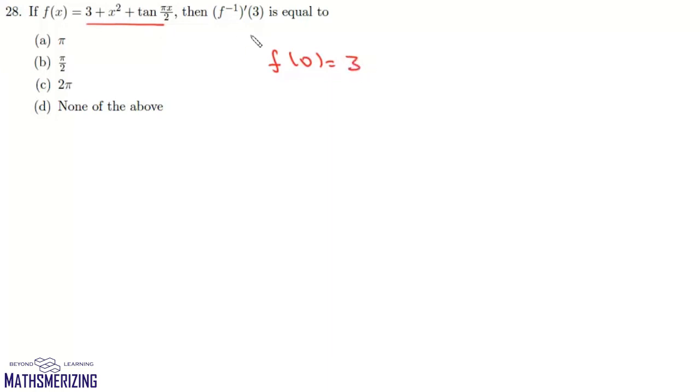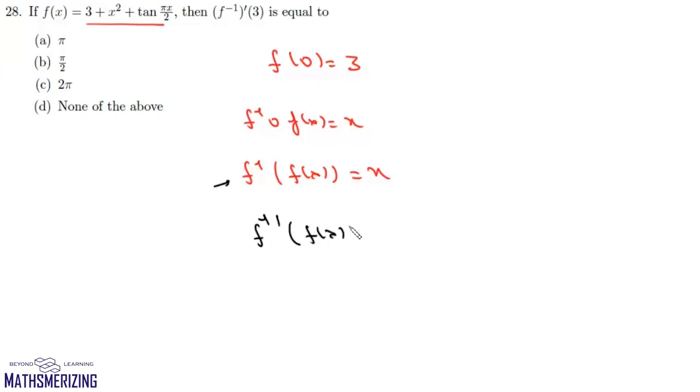Now we need to find the derivative of f inverse. We know that f inverse of f(x) is nothing but x, which we can write as f inverse of f(x) equals x. Now we'll differentiate this function. We can write derivative of f inverse of f(x) into f dash x equals 1.